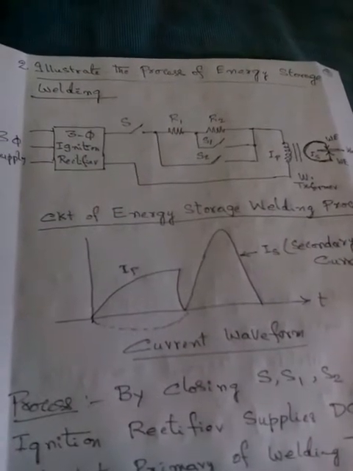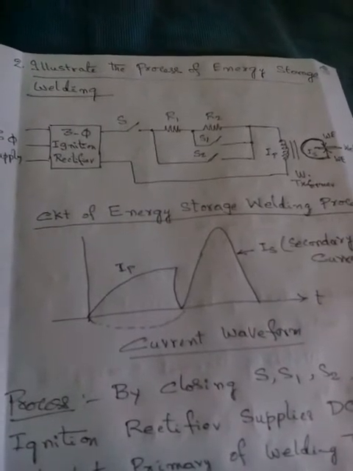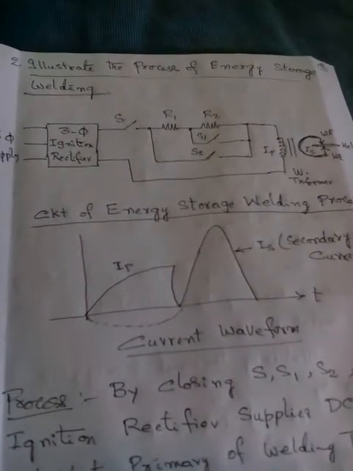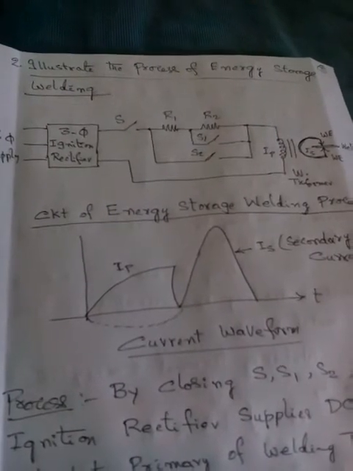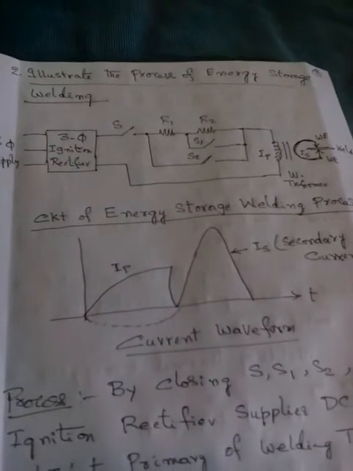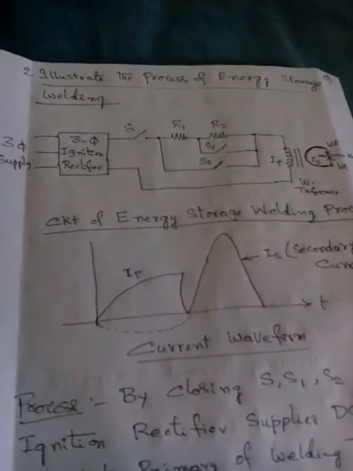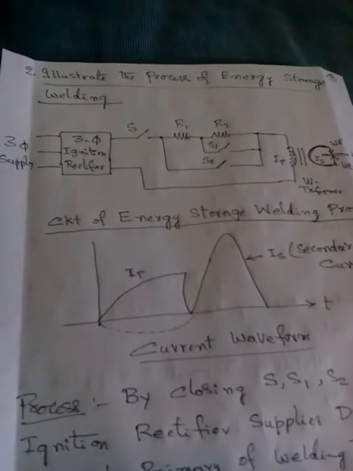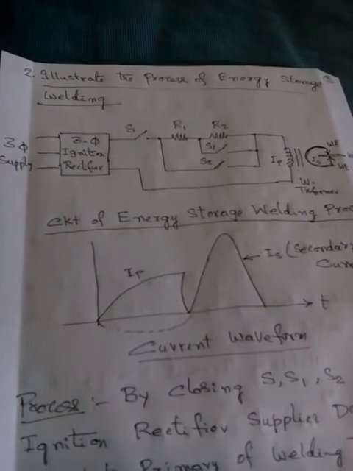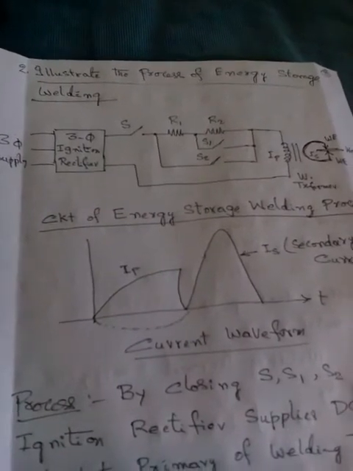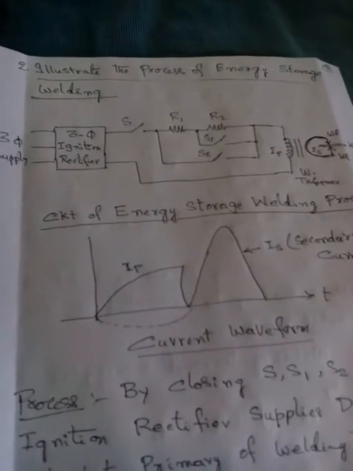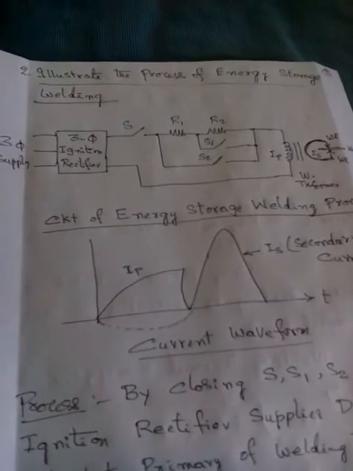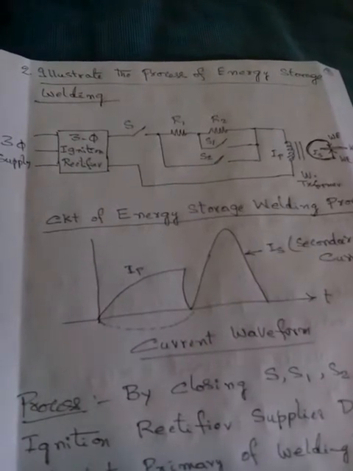Here the primary is fed by the three-phase ignition rectifier. The primary current of the transformer increases exponentially and reaches some maximum or peak value. Then suddenly all these switches are opened. Initially the switches are closed; then all these switches S, S1, S2 are opened.